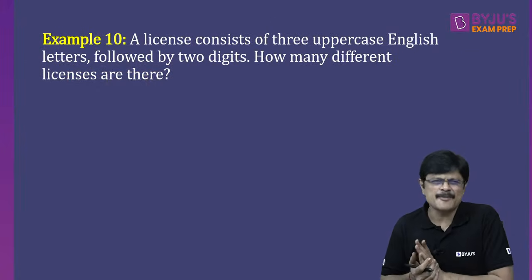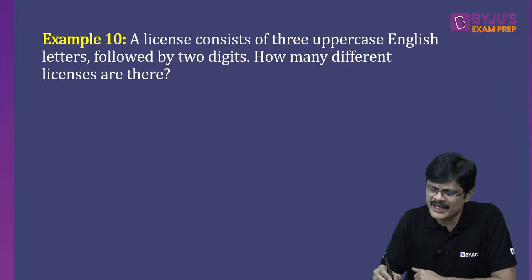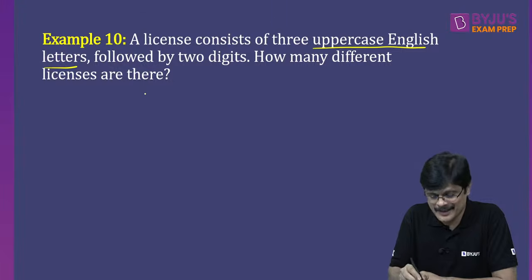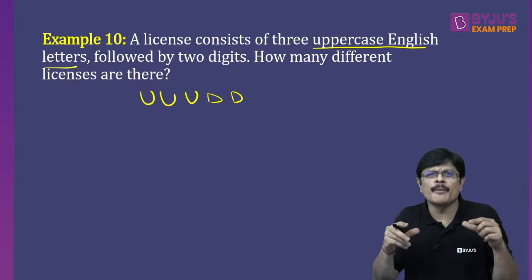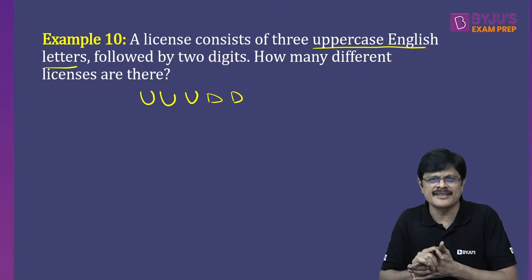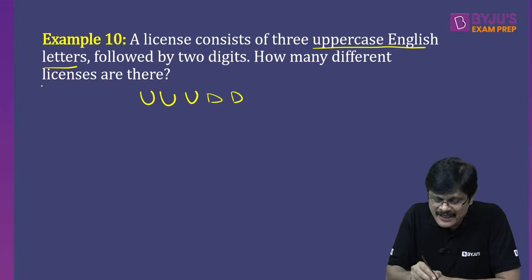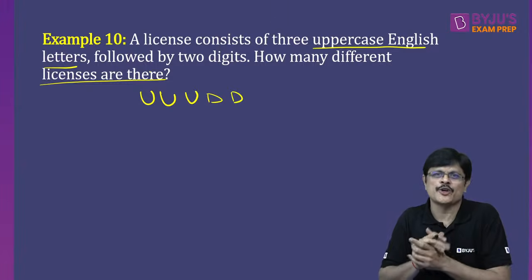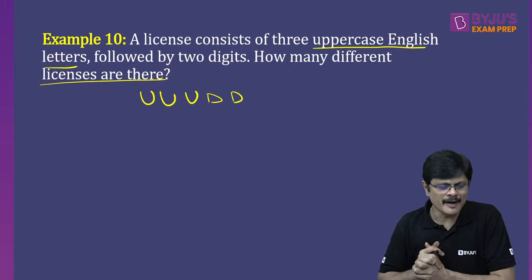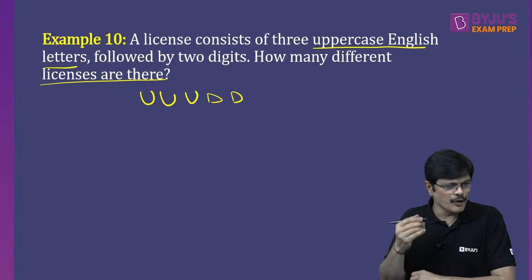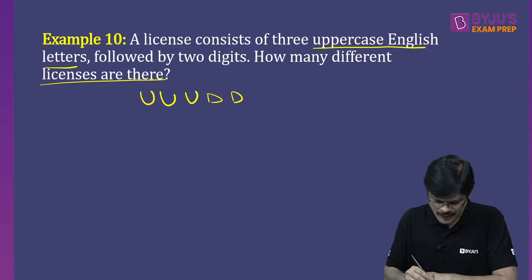A license plate, or license, whatever you call it, consists of 3 uppercase English letters. This time you see he is mentioning it in a more detailed manner. 3 uppercase English letters followed by 2 digits. So this is the format of a license plate of a particular nation or country or state. How many different license plates are possible? Wonderful, Manish Gupta. Great, good answer, perfect. Now please answer, sir. If you are answering, I'll wait, otherwise I'll continue.